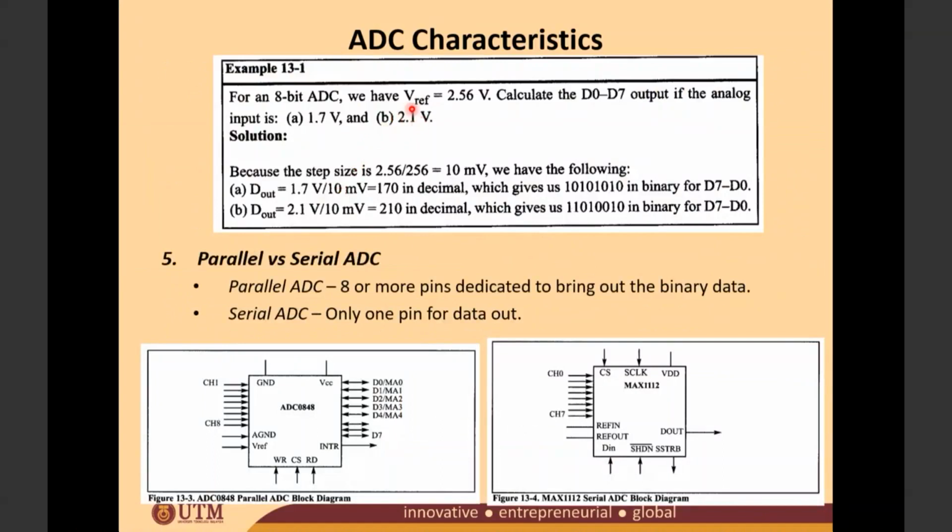And the second example. Let's say the input voltage measured from your sensor is 2.1 volt. You're going to find out the digital output for 2.1 volt. It's the same: 2.1 volt, which is your V in, divided by the step size of 10 millivolt, and you will get 210. This is in decimal. So you convert 210 to binary representation, and it will give you 11010010. This is the digital output that will represent 2.1 volt from your sensor.